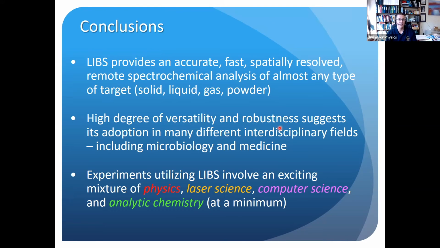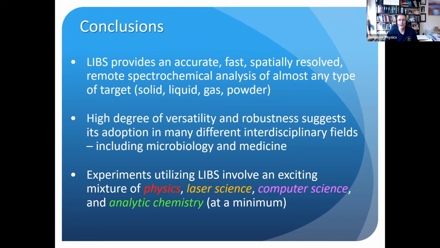I've done that as well. It's very robust. It went to Mars, and that instrument worked perfectly up on the surface of Mars. And it's been adopted into many different interdisciplinary fields, including microbiology and medicine, which is what I'm really interested in. But you also saw archaeology, plant science, field science, water purity assays.